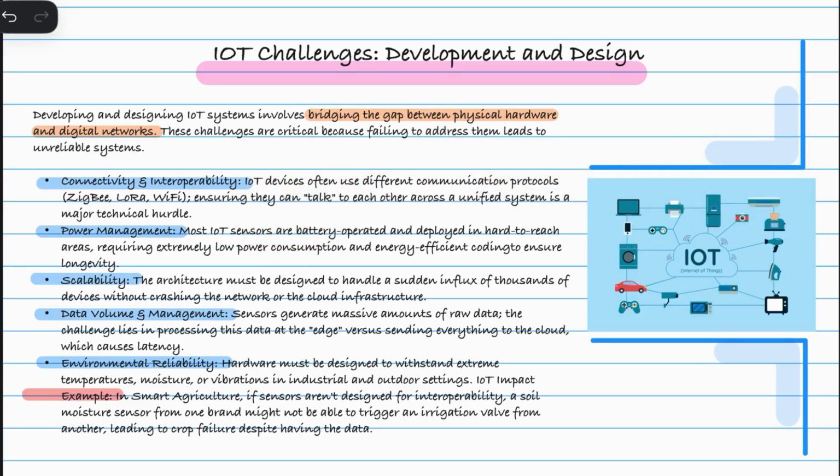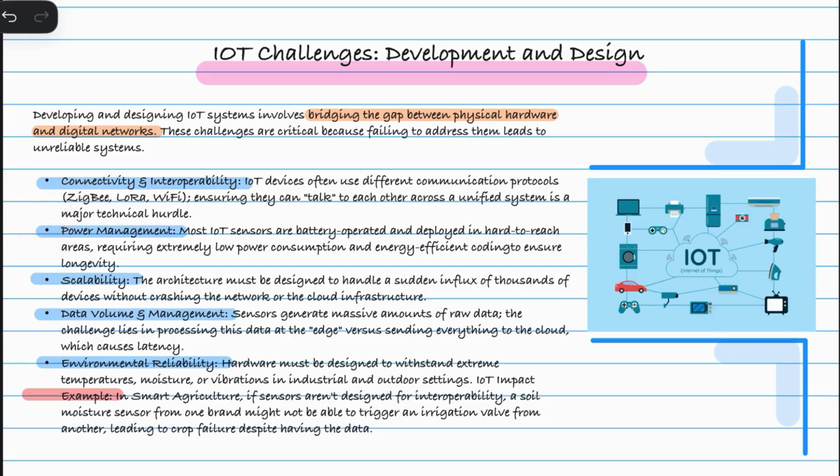For example, imagine a smart agriculture setup. You have a soil moisture sensor from one manufacturer, but it cannot communicate with the water valve actuator from the other manufacturer. Both the manufacturers are different. Because they use different protocols, they are not able to communicate. So what is the result? Your crops dry up and die, even though the data was sitting right there. This is an interoperability failure, right? There is a problem in communication. This is the very first problem.